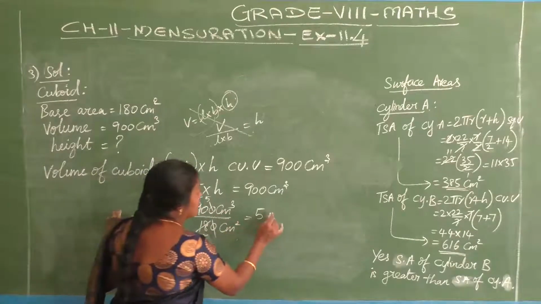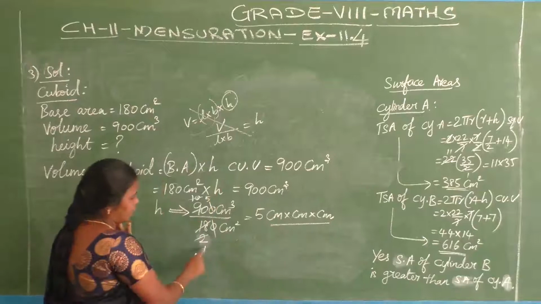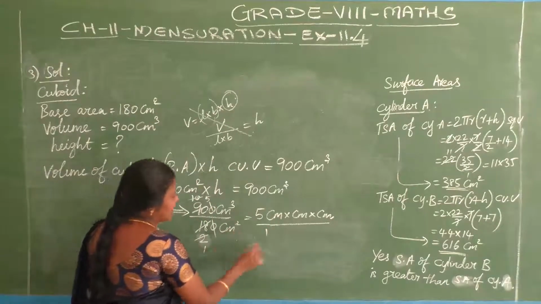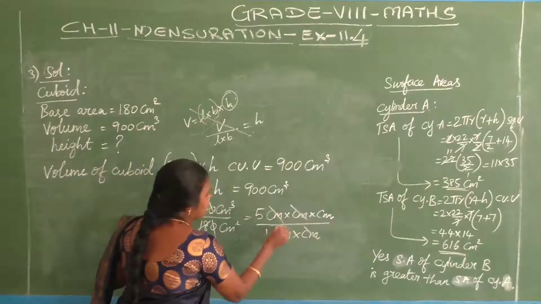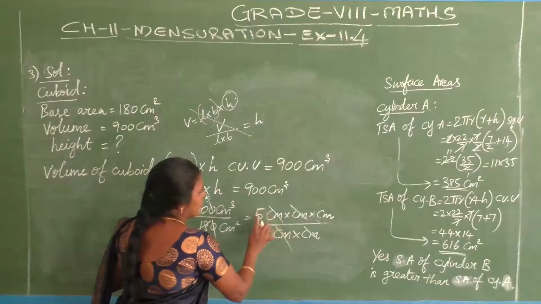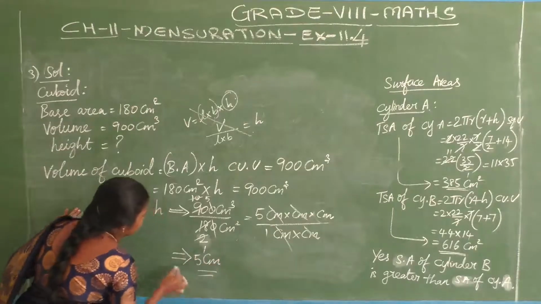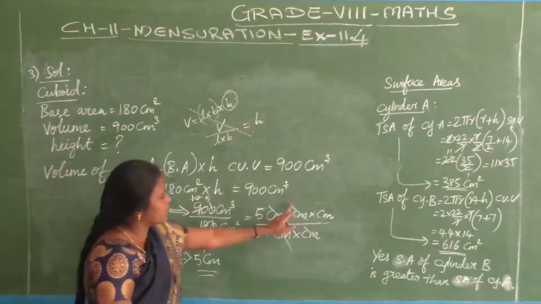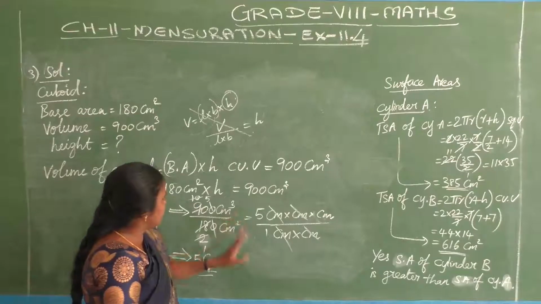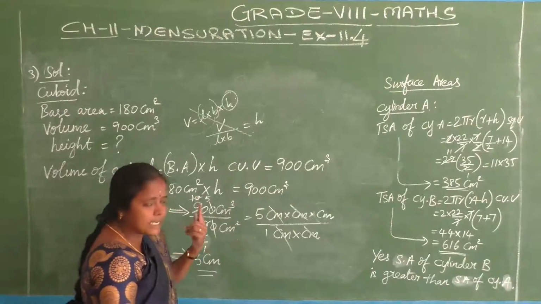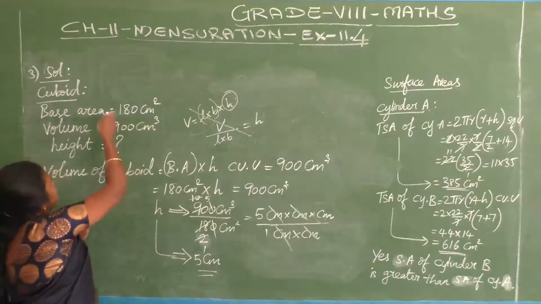Centimeter cube can be written as centimeter into centimeter into centimeter. Yes or no? Here centimeter square can be written as centimeter into centimeter. So fully it will be cancelled. Which is the remainder? 5 centimeter. So the required height is 5 centimeter. Understood how the units are to be cancelled? Clear? So centimeter cube, here centimeter square, if you simplify, which is the remainder? 1 centimeter only remainder. So 5 centimeter is the final height of this given cuboid.